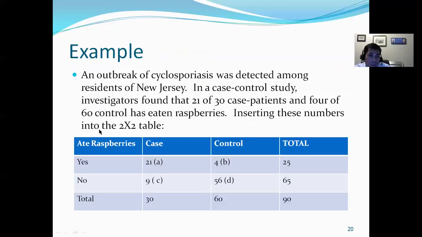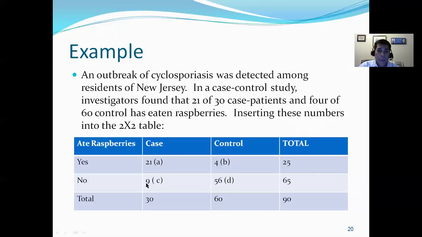Inserting these numbers into the 2x2 table, you can see here the cases, 21, are A, because that's 21 of the 30 case patients they found. And 4 of the 60 controls had eaten the raspberries. So 4 right here is the control, that's our B.